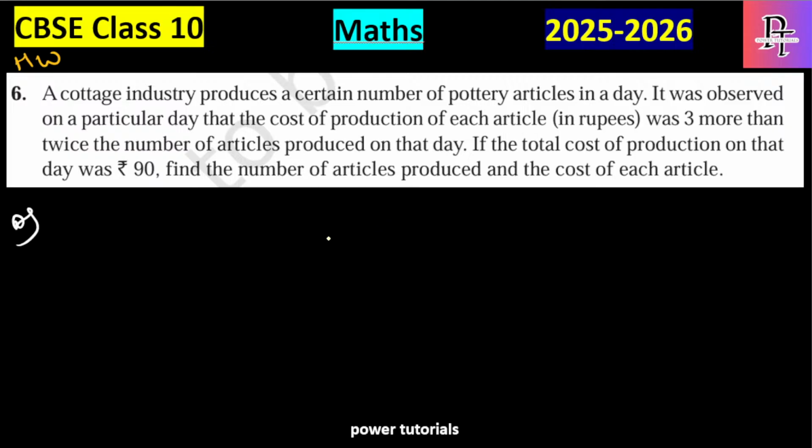How to solve this. A cottage industry produces a certain number of pottery articles in a day. It was observed on a particular day that the cost of production of each article in rupees was 3 more than. So this point is very important. Cost is 3 more than twice the number of articles produced on that day. So let's say the first point.